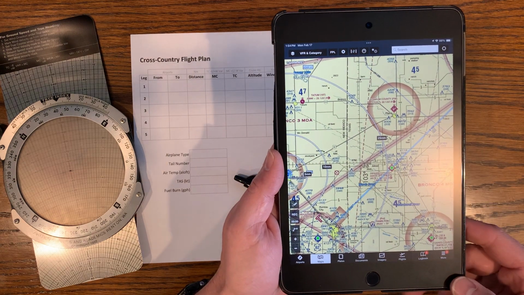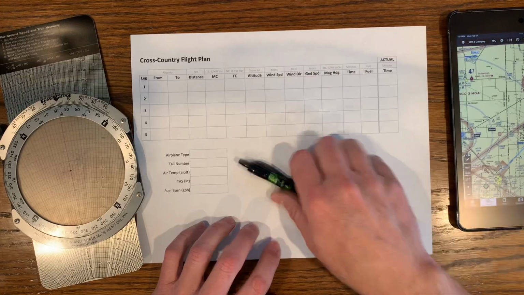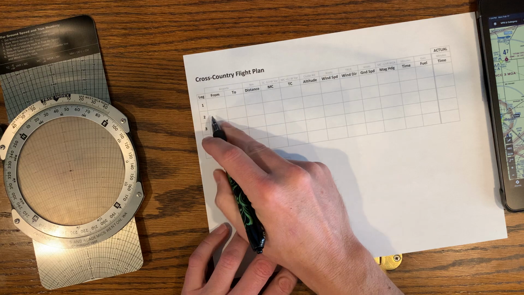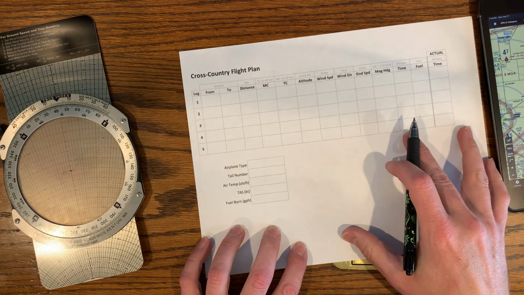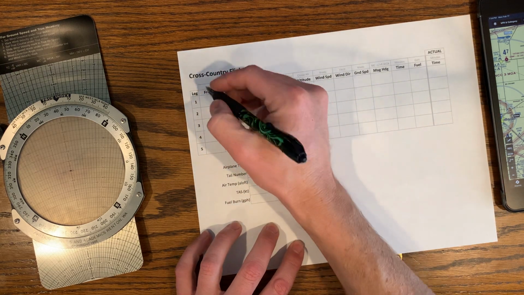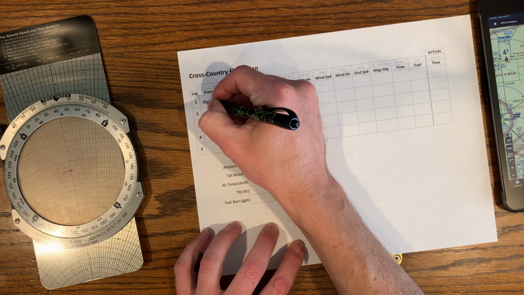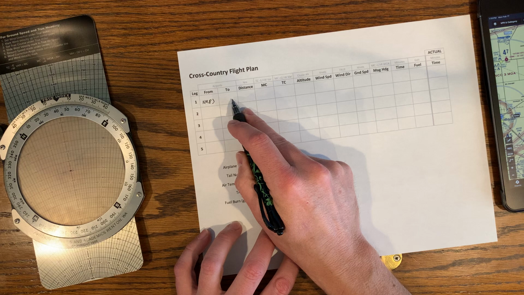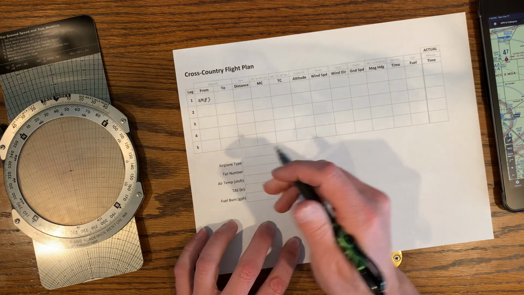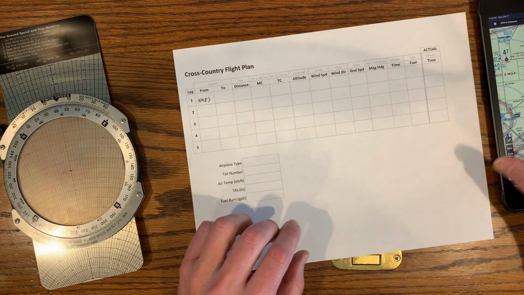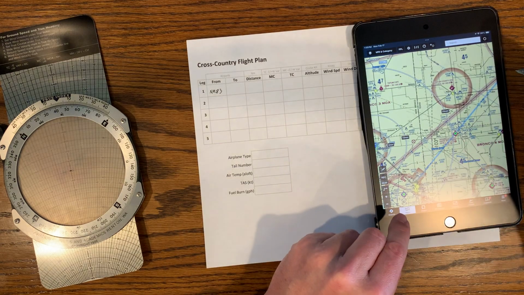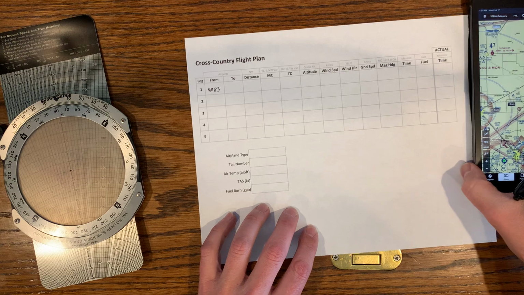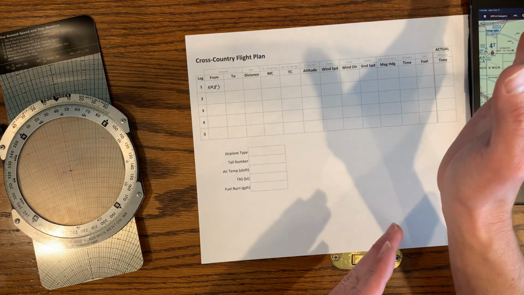We're going to start by writing some of these things down. For the first leg, I just have a sheet I made here. We're going to go from NM83. We're not going to go straight to Levelland, though. We're going to have several legs. This is a straight line distance, one straight flight plan, but we want to have checkpoints along the way to calibrate and check our planning.